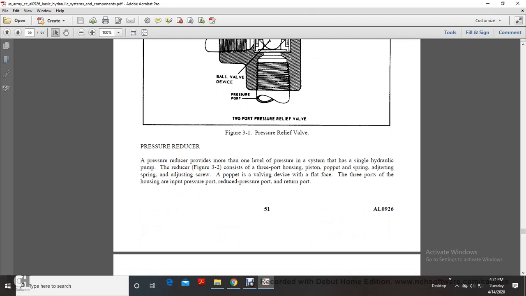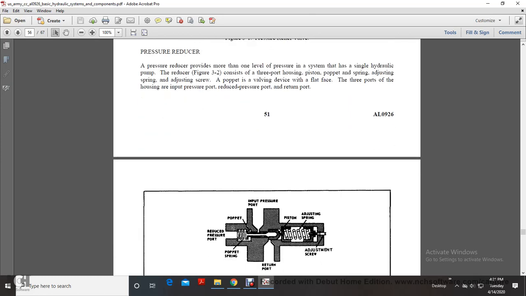Alright, your pressure reducer. A pressure reducer valve produces a lower level of pressure in part of the system fed by a single hydraulic pump. The reducer consists of a 3-port housing, piston, poppet, spring, and adjusting screw. The poppet valve has a flat face with 3 ports in the housing: the inlet pressure port, the reduced pressure port, and the return port. So there are 3 ports to your pressure reducer: the inlet pressure port, the reduced pressure port, and the return port.